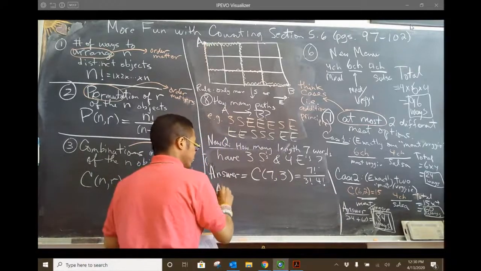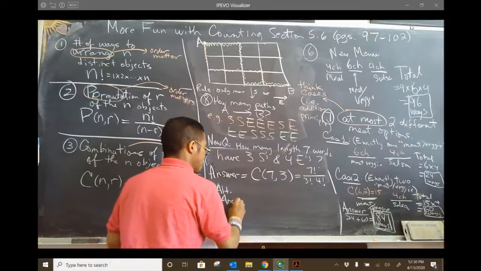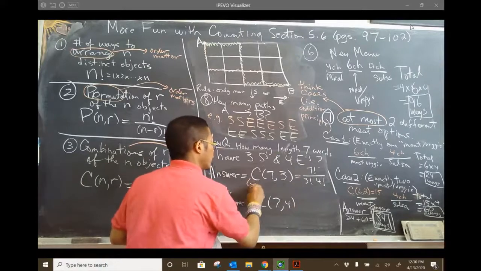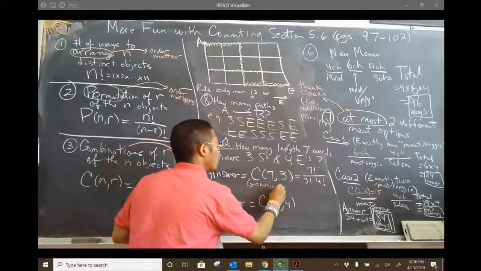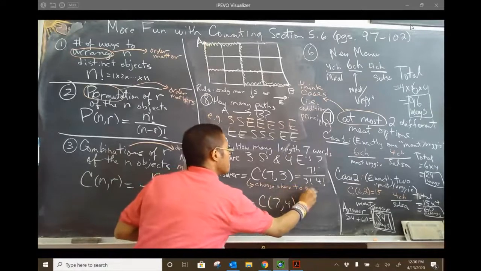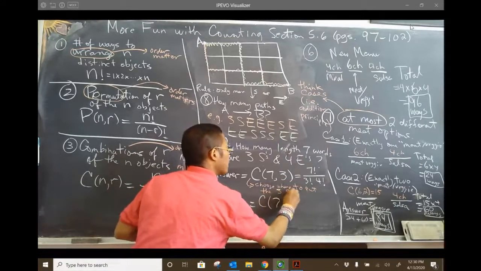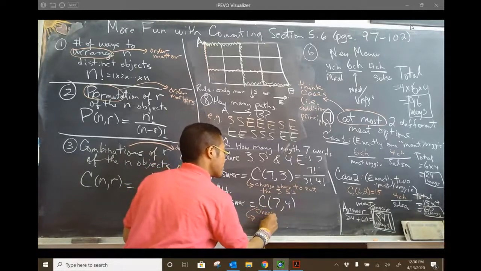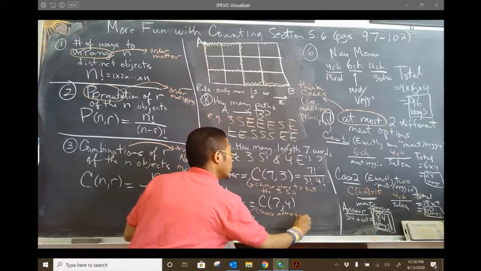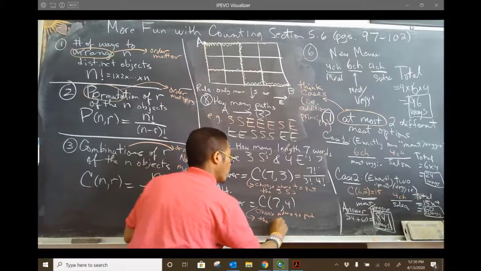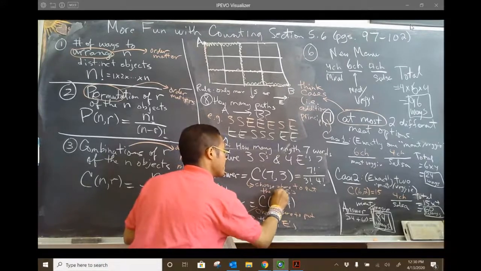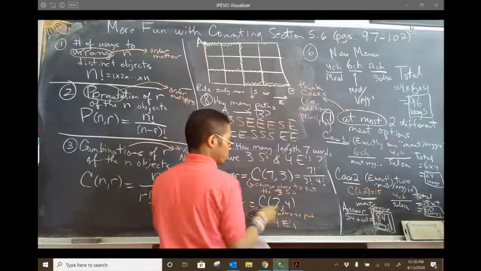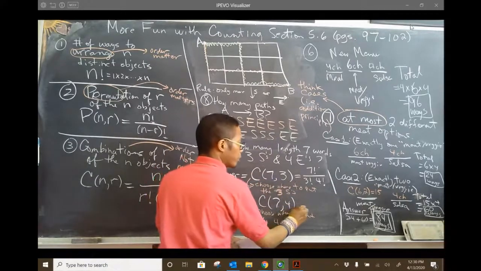And the alternate answer is C(7,4). In this one, we choose where to put the 3 S's. And here, we can choose where to put the 4 E's. You don't do both answers, you only do one, but if you have a preference between C(7,3) or C(7,4), they're going to give us the same answer.